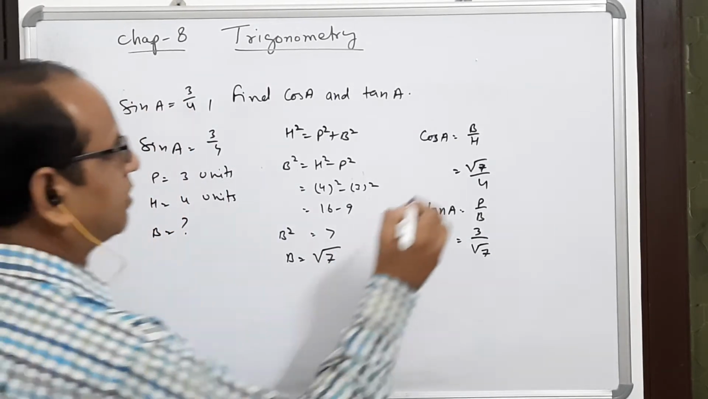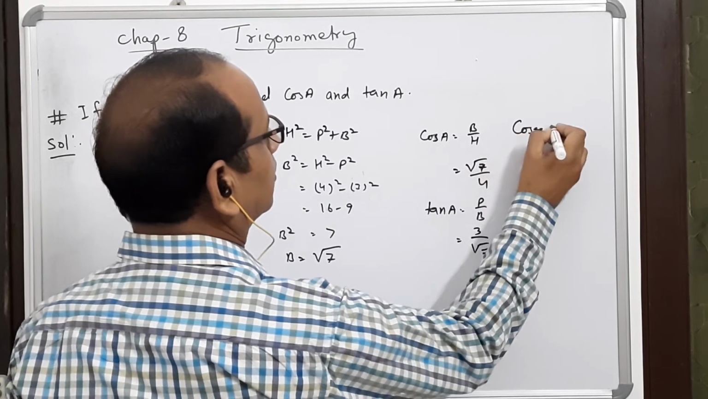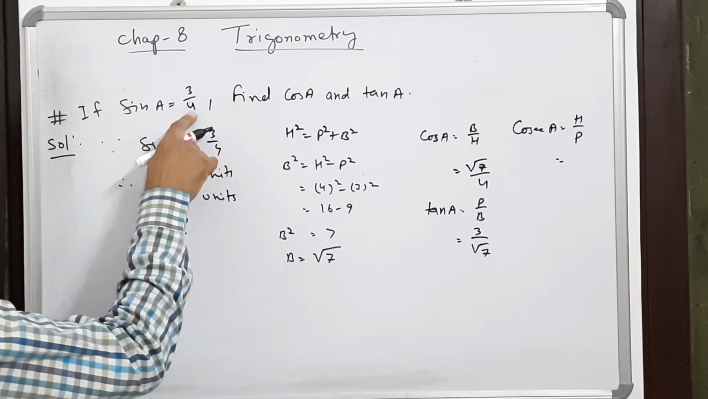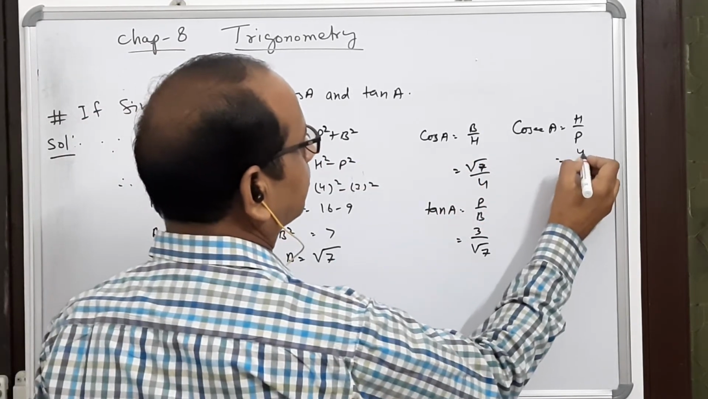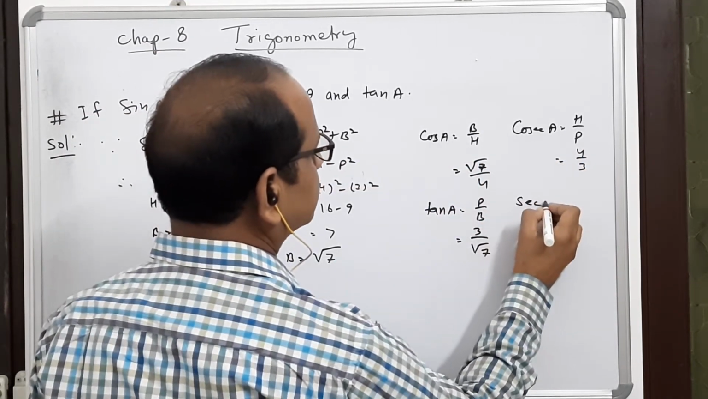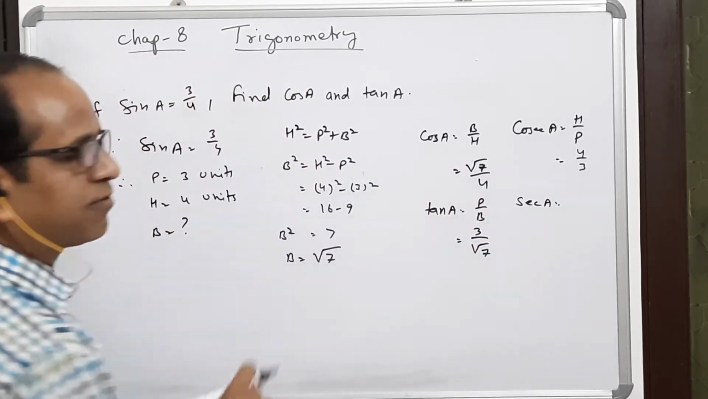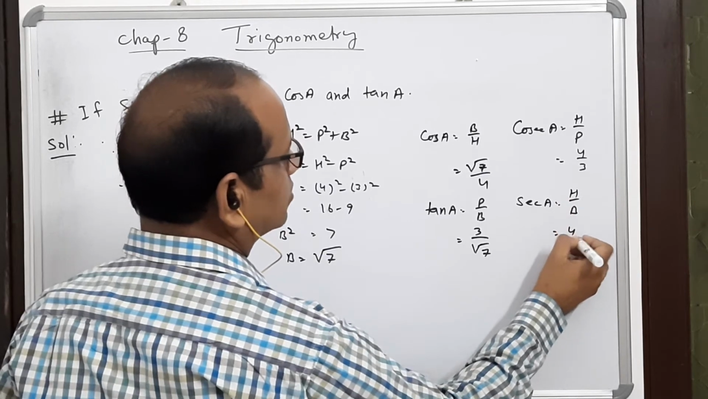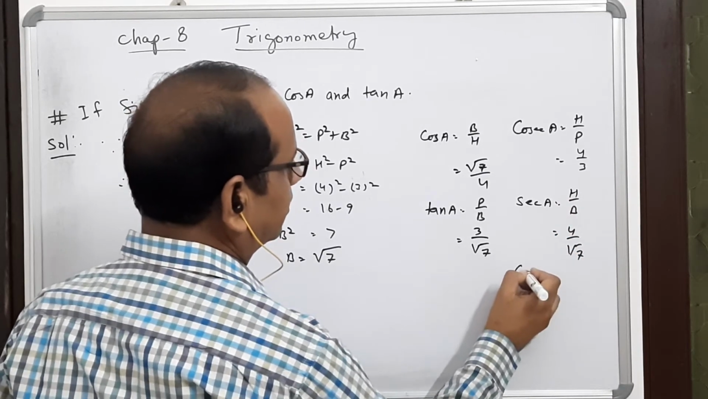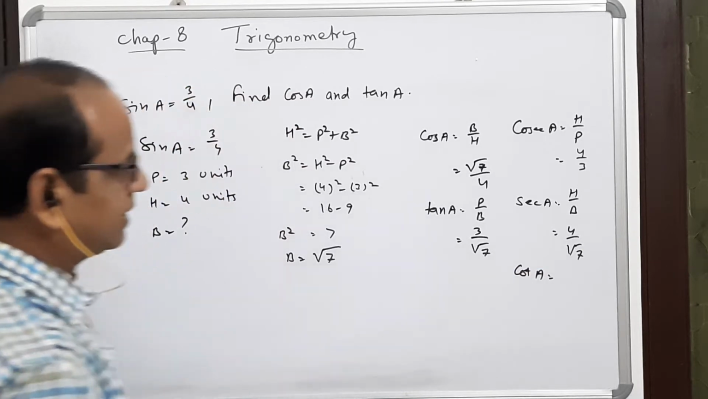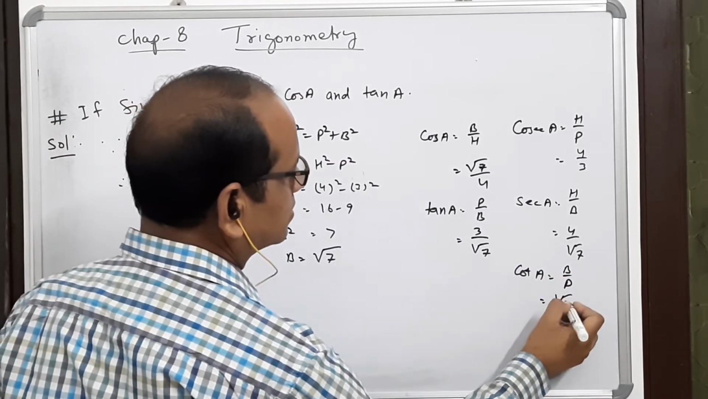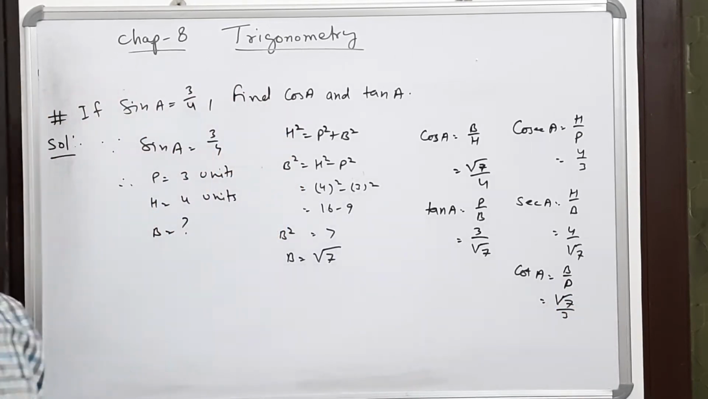Suppose you have to calculate the value of cosec A, then it is h upon p, that is 4 upon 3. If you have to calculate sec A, it is the inverse of cos A, that is h upon b. So it is 4 upon root 7. If you have to calculate cot A, then it is b upon p. So the answer is root 7 upon 3. So indirectly I explained something extra also in this.